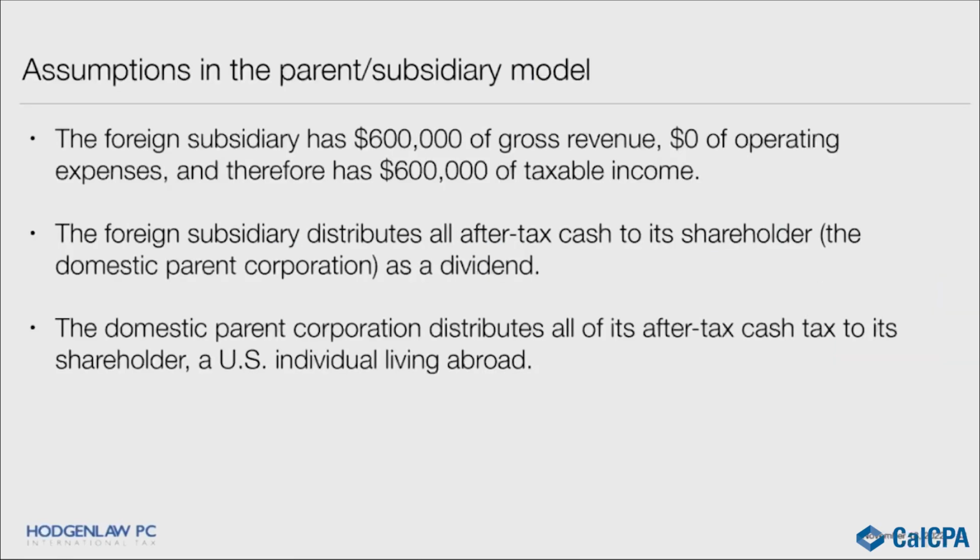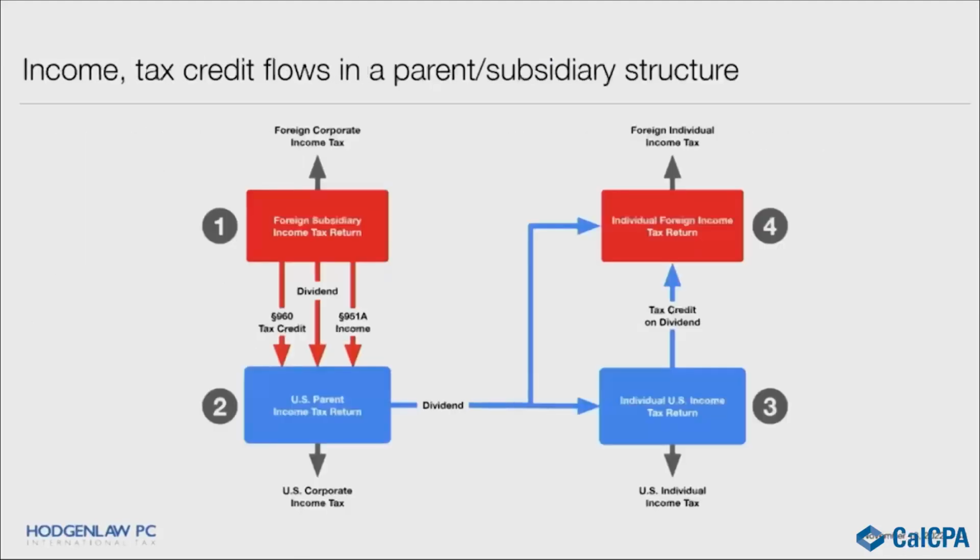Again, same assumptions as always. We're going to distribute money out, decant money up all the way through until we come to the shareholder. And you can see here, we're going to follow this path. It goes counterclockwise in my little map here. Start with the corporate income tax return.